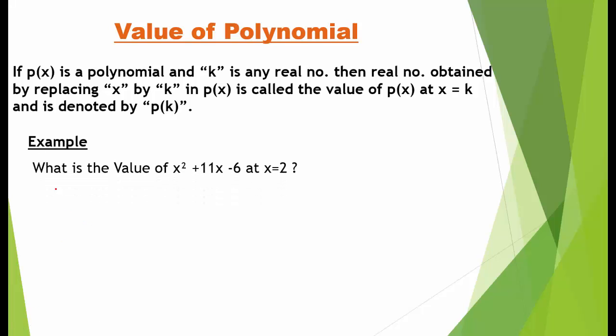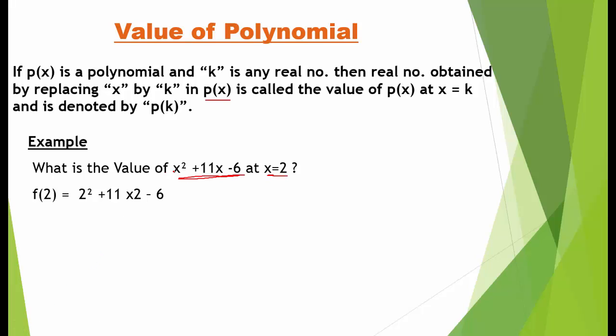For example, in this question we have to find the value of this polynomial at x equal to 2, so my k is 2 here. The polynomial is denoted as p of x and the value is denoted as p of k. So here I will find the value at x equals 2, which can be written as p of 2 or f of 2. Both are the same thing. f of 2 means the function at 2, and p of 2 means the polynomial at 2.